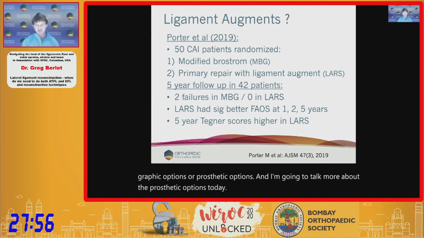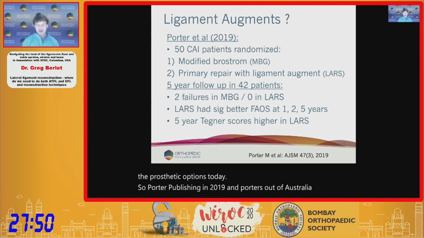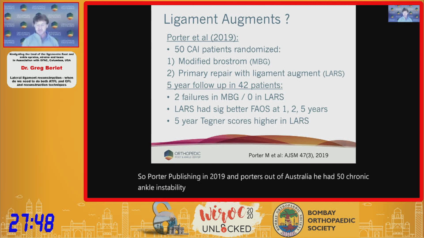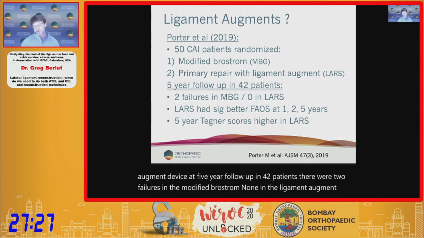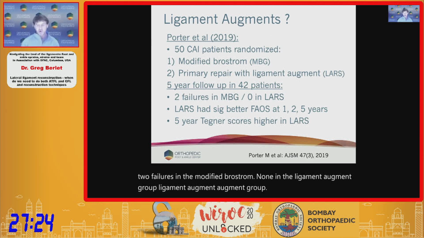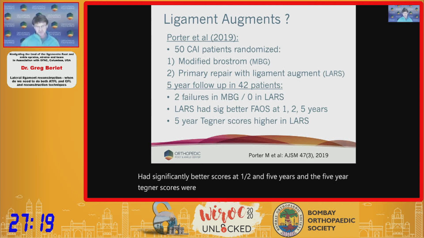So Porter, publishing in 2019. Porter's out of Australia. He had 50 chronic ankle instability patients, and he randomized them. So this is level 1 data. The first group was randomized to a modified Brostrom, done the way that I just described. The second group was a primary repair with a ligament augment device. At 5-year follow-up in 42 patients, there were 2 failures in the modified Brostrom, none in the ligament augment group. Ligament augment group had significantly better scores at 1, 2, and 5 years, and the 5-year Tegner scores were higher in the ligament augment group.